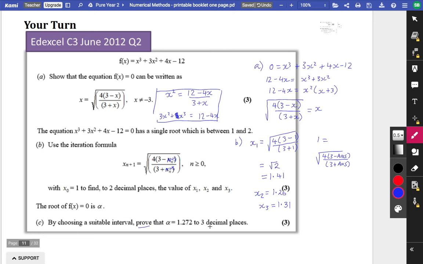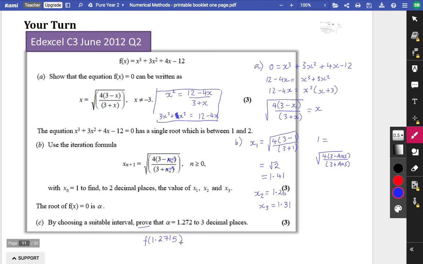Well, if you keep pressing equals on your calculator, you will find that this is the root. However, it's asking for us to use a suitable interval and to prove that this is correct to 3 decimal places. So what we're going to need to do is what we did much earlier on. We're going to think of what are the things that round to 1.272. So I'm going to put into my function 1.2715.